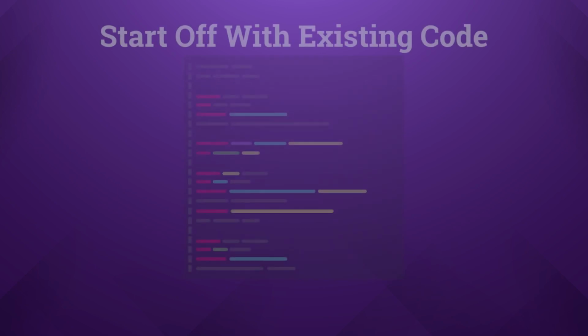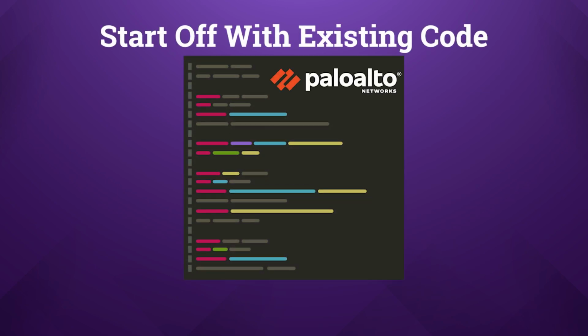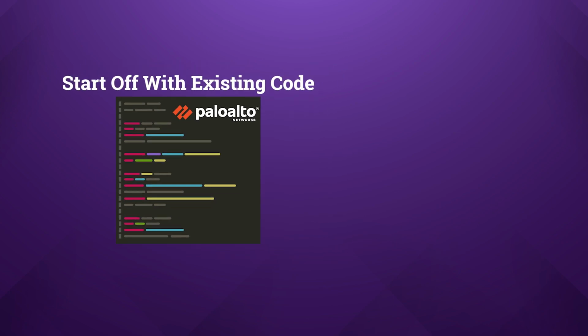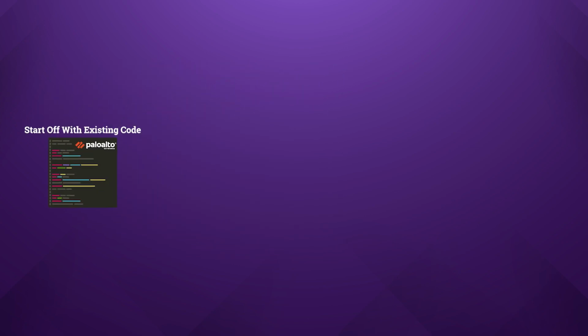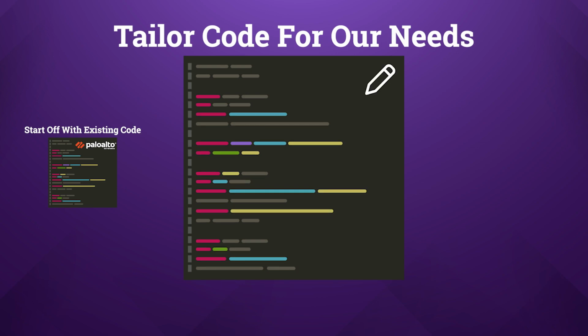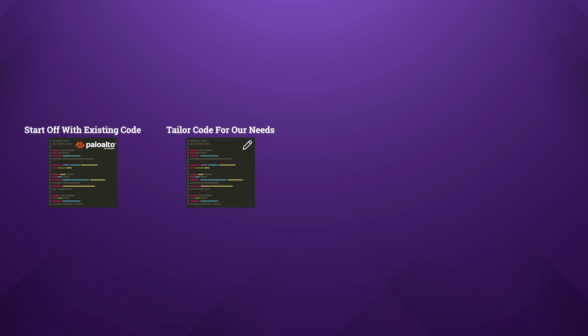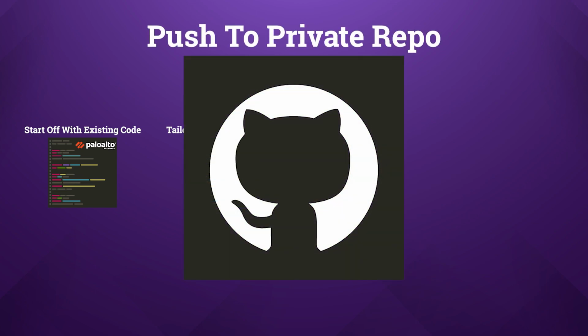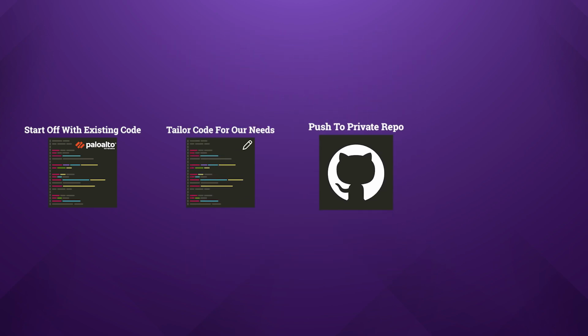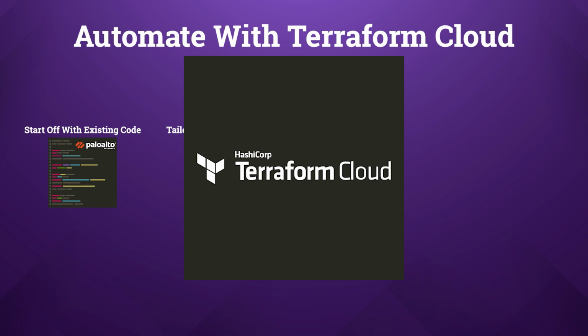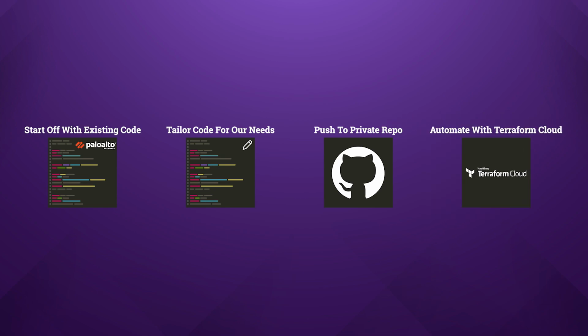What we're going to do is start off with some of the existing code provided by Palo Alto Networks. Then we're going to clone it to our local machine, where we're going to make some modifications to tailor the project to work for our specific requirements. Once complete, we'll create a new GitHub repository and push our code up into it. And finally, we'll take this GitHub repository and attach it to a new Terraform Cloud Workspace, where we can deploy our new cloud reference architecture through Terraform Cloud.